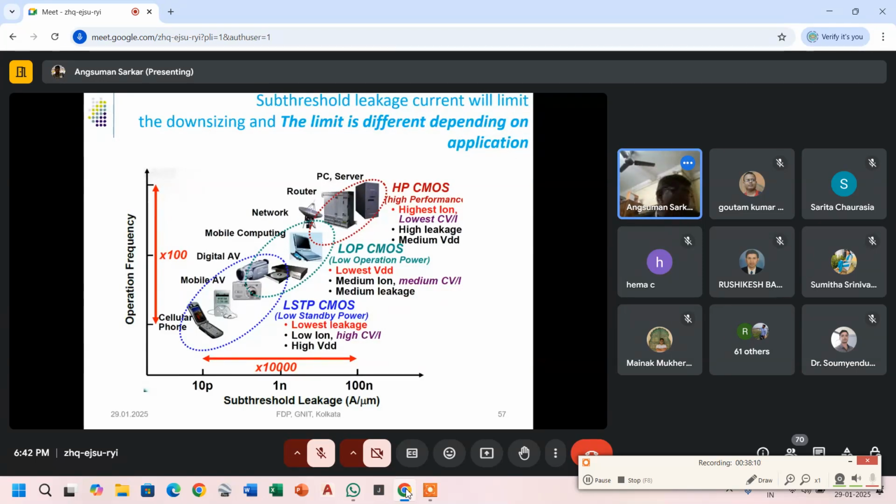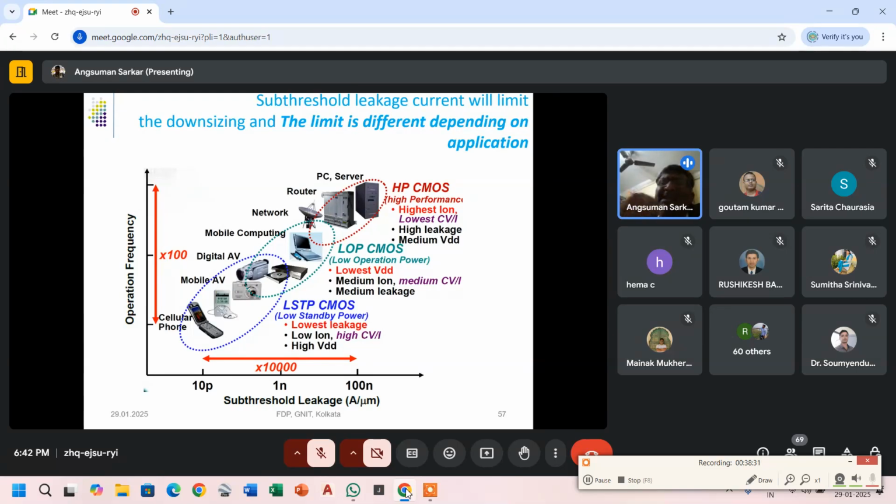Leakage current: we are not worried about the leakage current. We are worried about the performance. We are basically concerned about the performance, so we are sacrificing the leakage current in order to get the high performance.